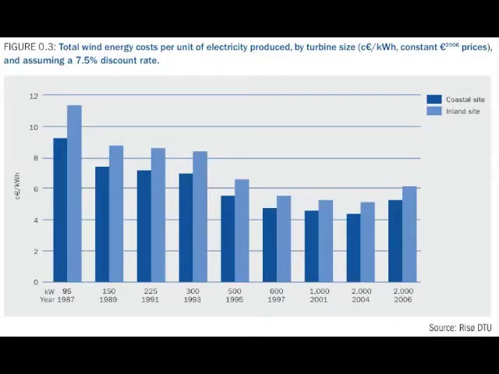When the first commercial scale wind turbines were installed in the 1980s, wind generated electricity cost up to 30 cents per kilowatt hour. Today, wind power plants can generate electricity for less than 5 cents per kilowatt hour, a price that is competitive with new coal or gas powered plants.